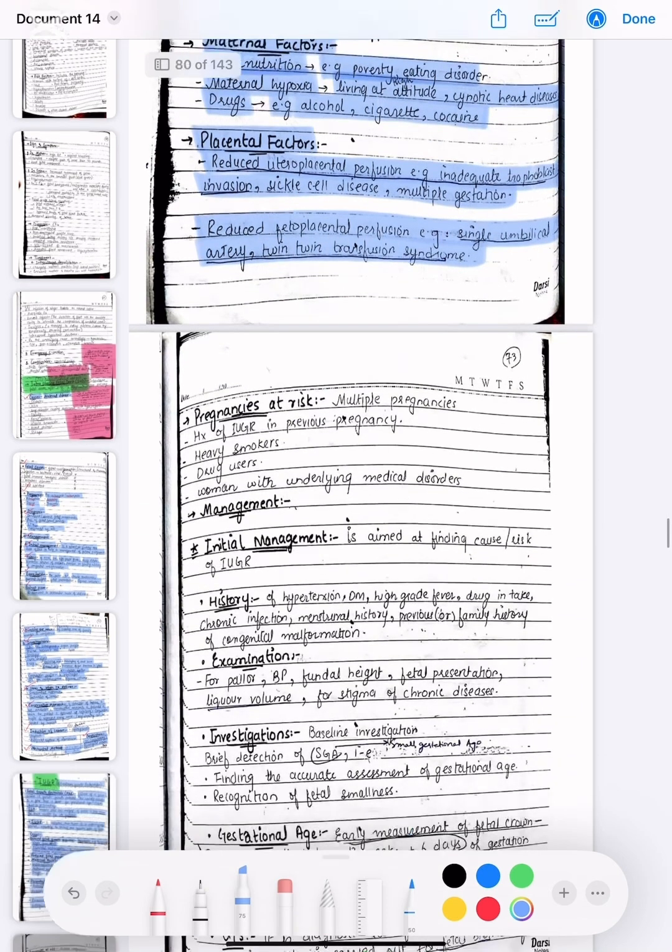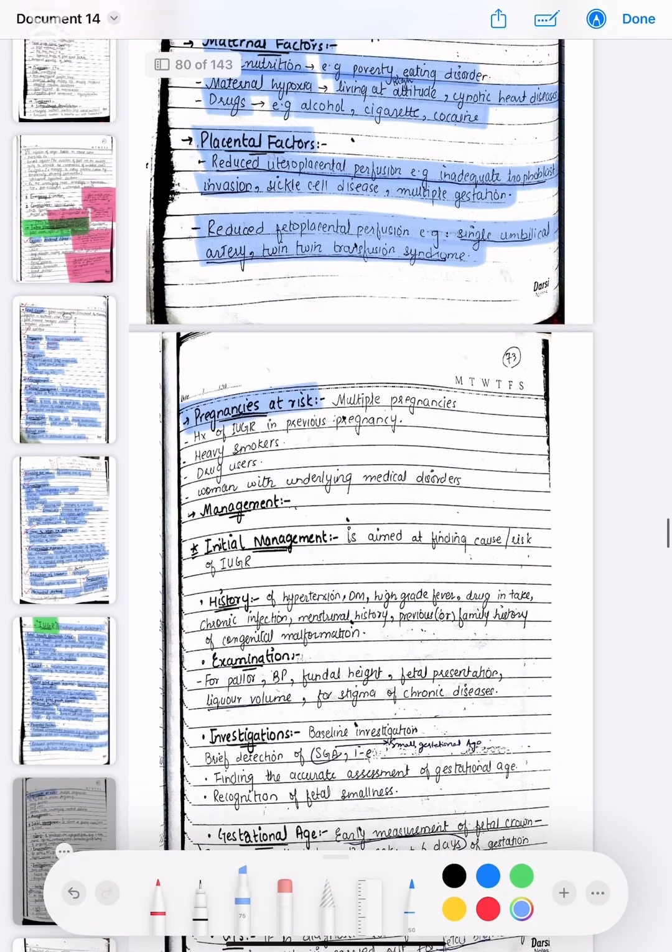Then pregnancies at risk are multiple pregnancies, history of intrauterine growth restriction in a previous pregnancy, heavy smokers, drug users, and women with underlying medical disorders.